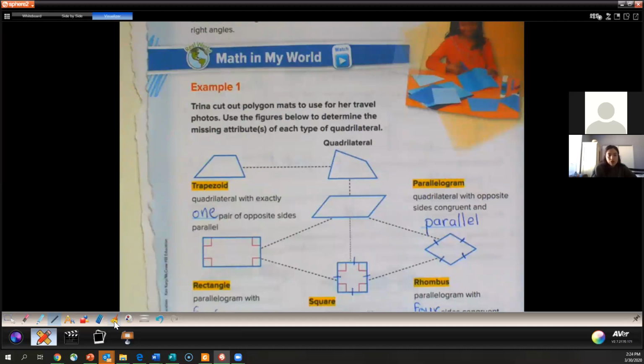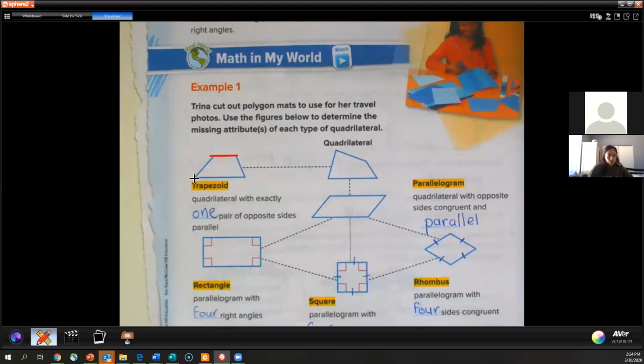All right, so a trapezoid is defined as a quadrilateral with exactly one pair of opposite sides. All right, so one pair of opposite sides that are parallel. Okay, so on this one, boys and girls, we do have one pair of opposite sides that are going to be parallel, but are that one pair of opposite sides congruent? That congruent, boys and girls, means that they're going to be the same size and the same shape.